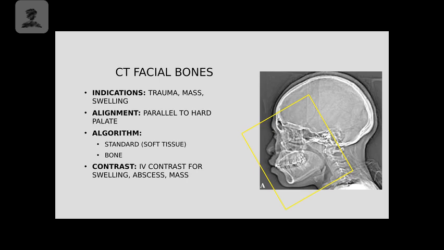If you're just doing facial bones, it doesn't really matter all that much, but a lot of times they want to look at both. For the alignment purposes, we do want to be parallel to our hard palate when the patient is going to be laying on their back. So that's very similar to how our patients are for our orbits, right? So we're going to set them up very similarly to that.